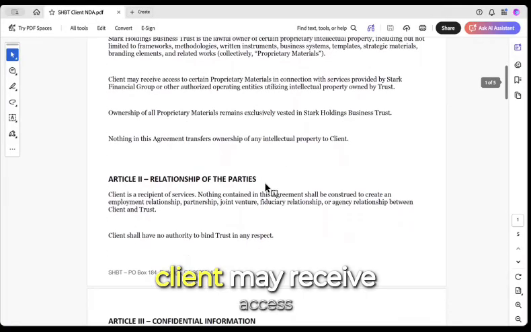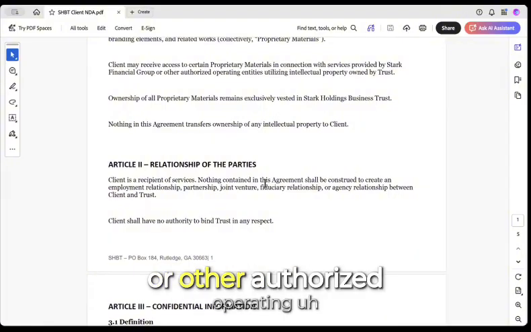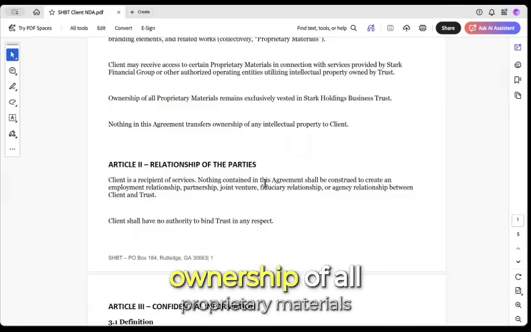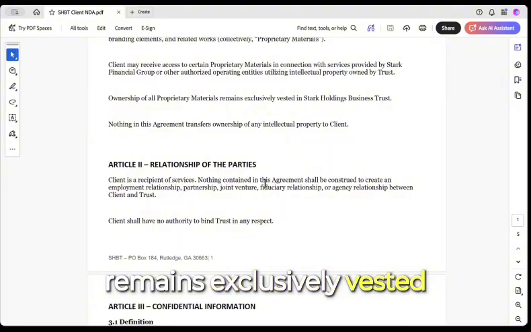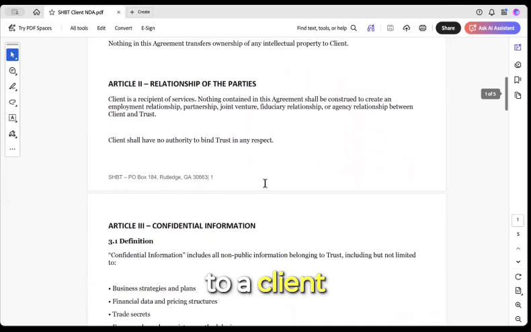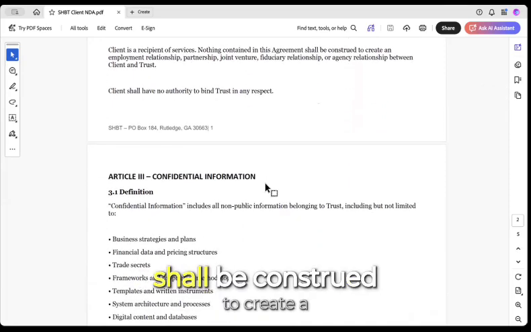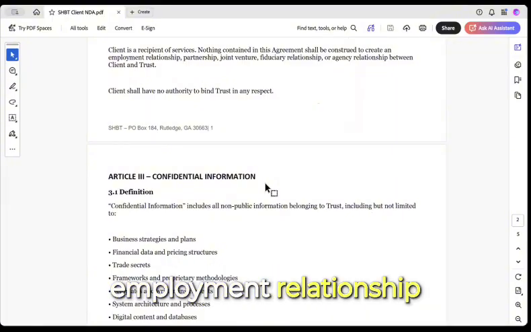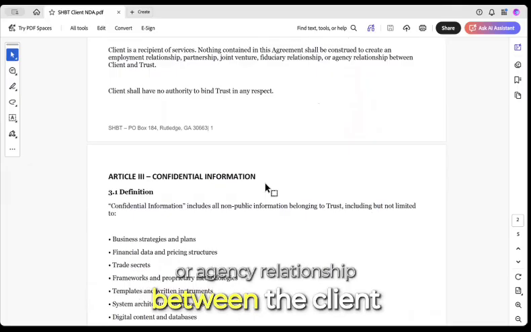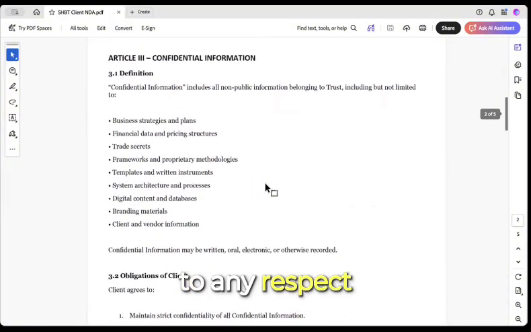Client may receive access to certain proprietary materials in connection with services provided by Stark Financial Group or other authorized operating entities utilizing intellectual property owned by the trust. Ownership of all proprietary materials remains exclusively vested in Stark Holdings Business Trust. Nothing in this agreement transfers ownership of any intellectual property to a client. Client is the recipient of services. Nothing contained in this agreement shall be construed to create an employment relationship, partnership, joint venture, fiduciary relationship, or agency relationship between the client and the trust. Client shall have no authority to bind the trust in any respect.